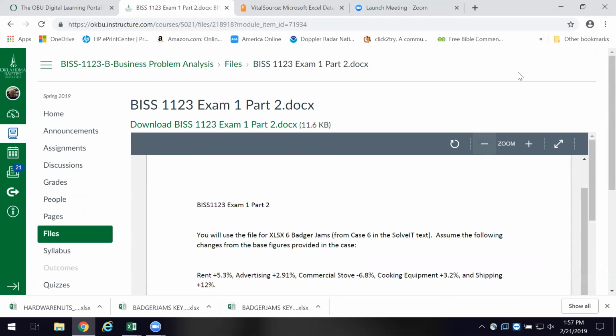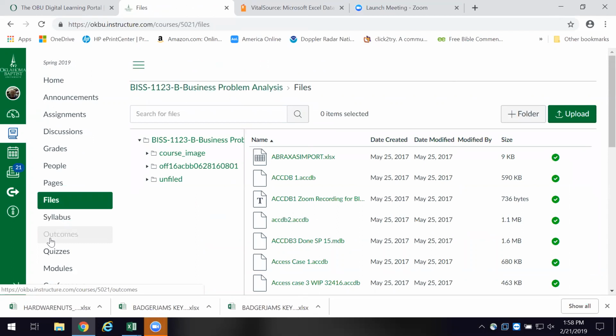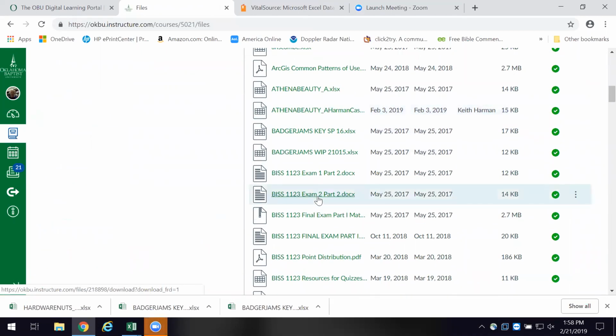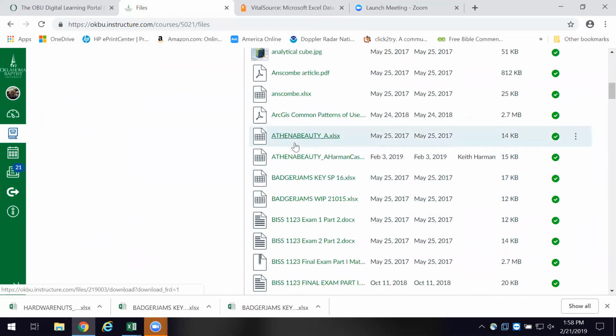Now, I have the resources filed there, and let's just go into the files section, and we'll find it there. It should be Badger Jams key. There it is. And you should see it in the files section of Canvas. It's called Badger Jams Key SP16. You see it? Find it in the files section.